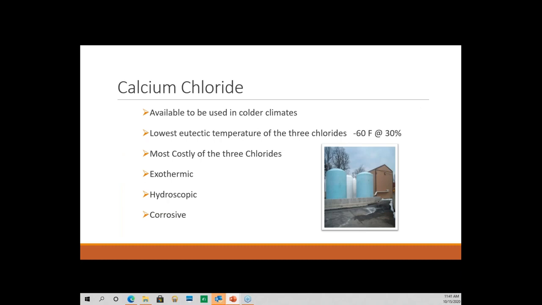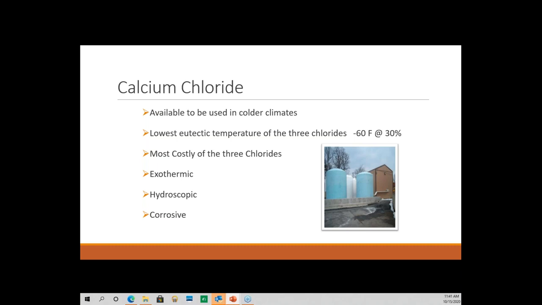Calcium chloride is available. It can be in pellet form. It can be in liquid form. Generally speaking, it's used in colder climates. It has the lowest eutectic temperature of any of the three chlorides that are generally used. At 30% concentration, it can keep ice from forming down to minus 60 degrees Fahrenheit.